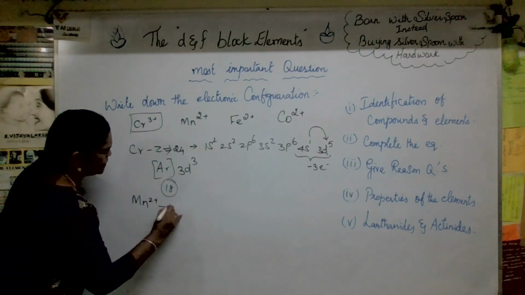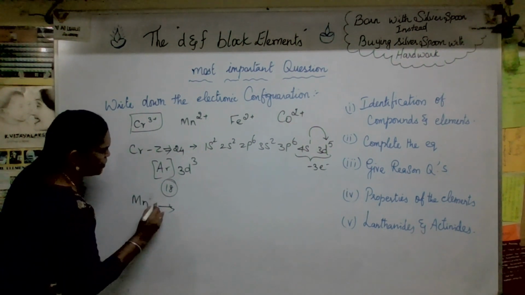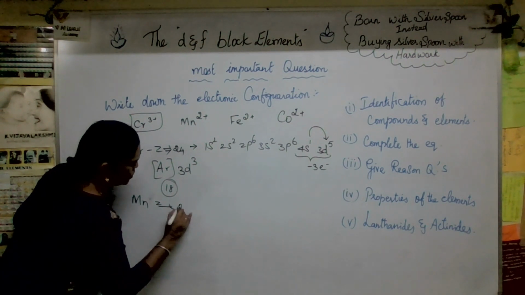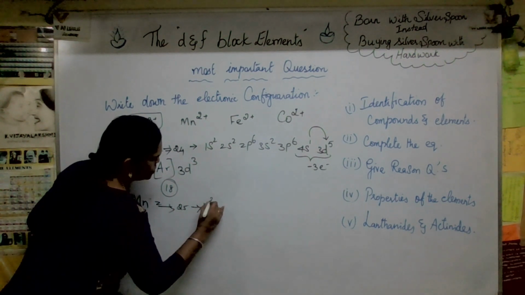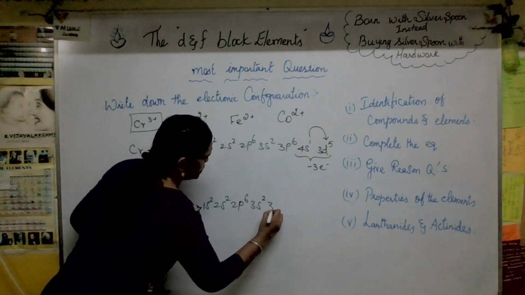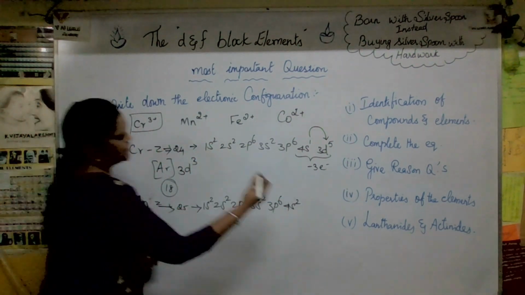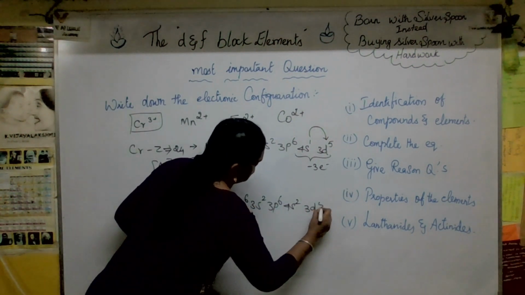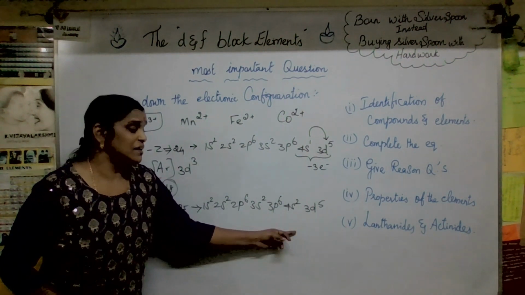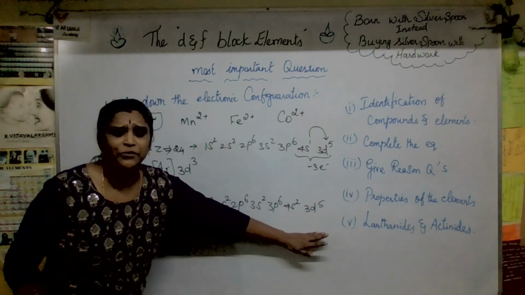Mn2+. Before going for Mn2+, we can go directly for the atomic number. The atomic number of manganese is 25, so Z = 25: 1s2, 2s2, 2p6, 3s2, 3p6, 4s2, 3d5. Then you can ask, is there any exception? It's half filled, so no problem. We need not disturb it.